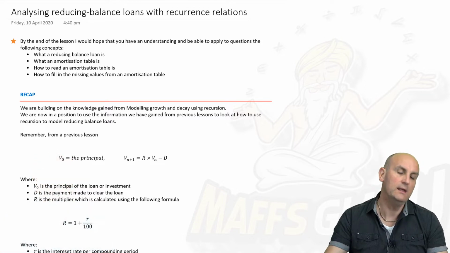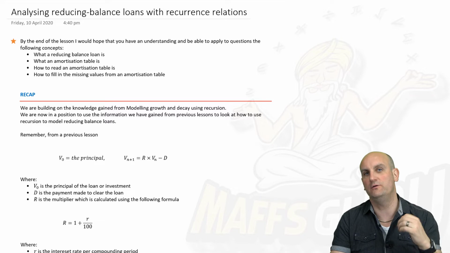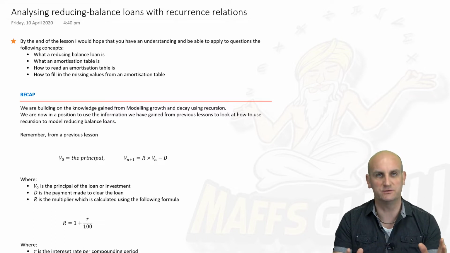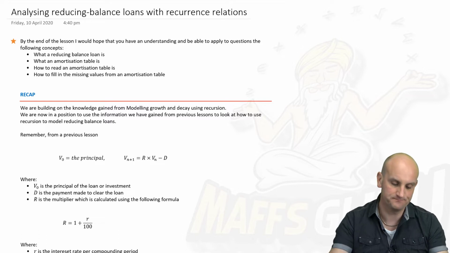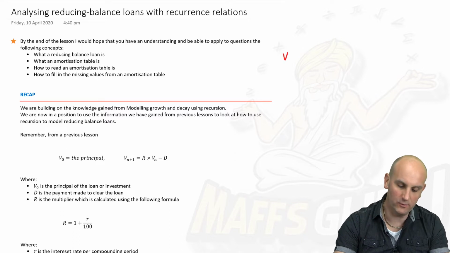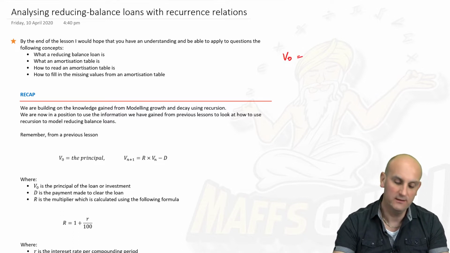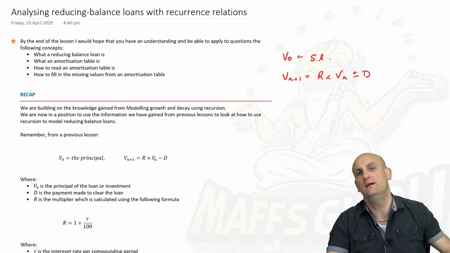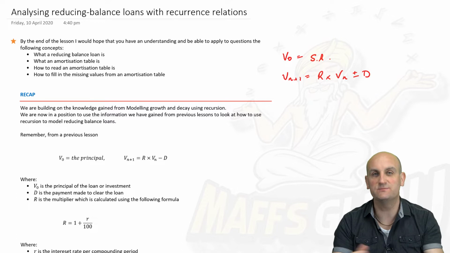All right, so in the previous video, we looked at the idea that we could use recurrence relations to model all sorts of different stuff. And we came up with a formula where V0 was some sort of starting amount, and then V of n plus 1 was equal to some multiplier times V of n plus or minus some sort of payment. Now, again, we talked about investments, we talked about loans.